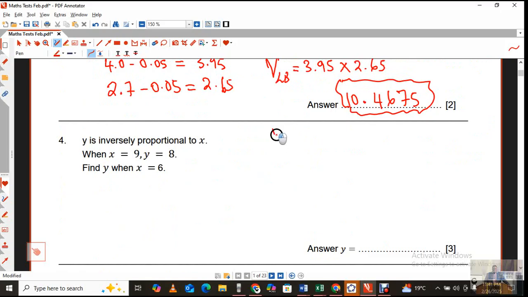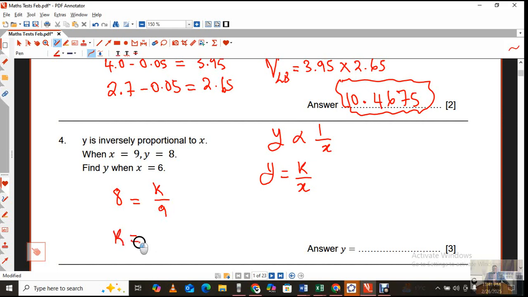So they are saying here that y is inversely proportional to x. Essentially, y should equal some constant of variation upon x. So we are now going to substitute the values that we have. When y is equal to 8, then x is equal to 9. In order for me to find the value of k, I will be multiplying these two together.